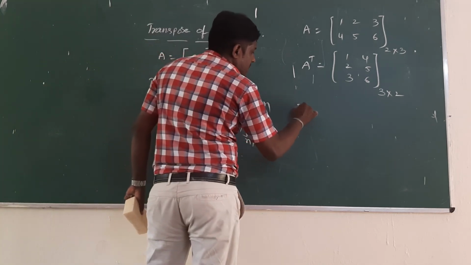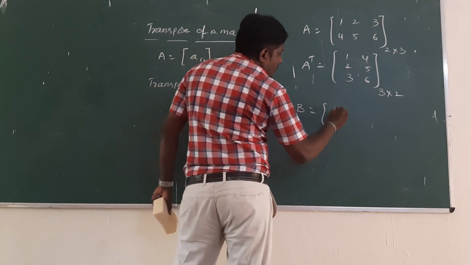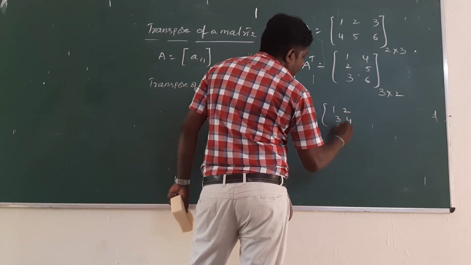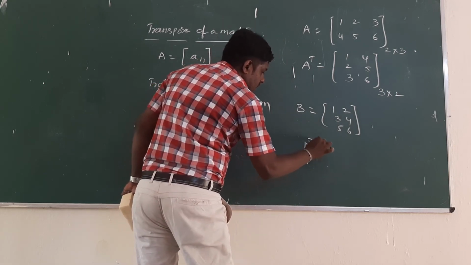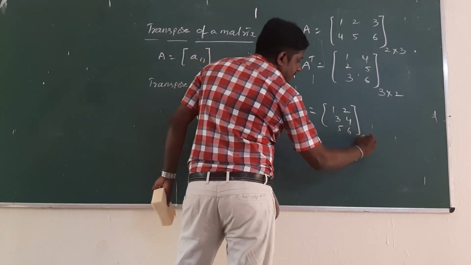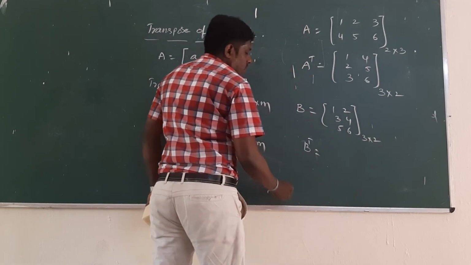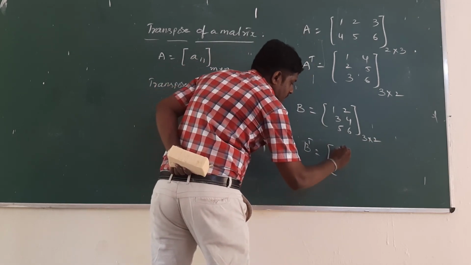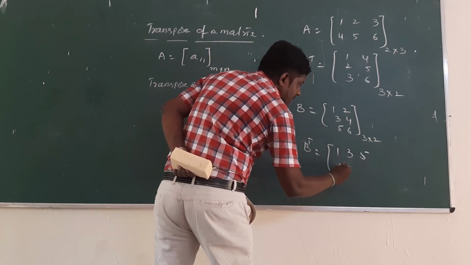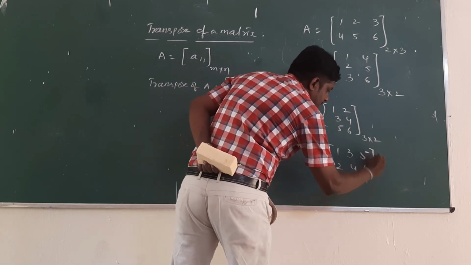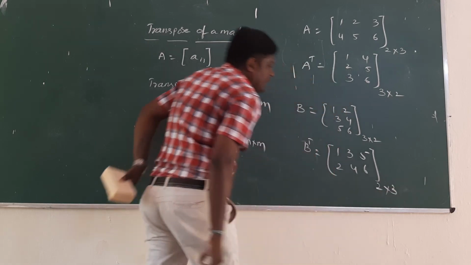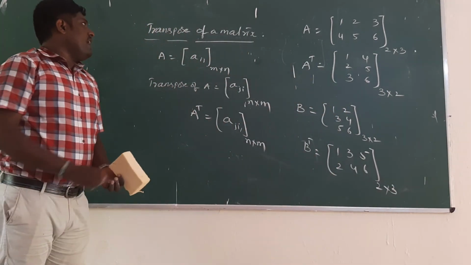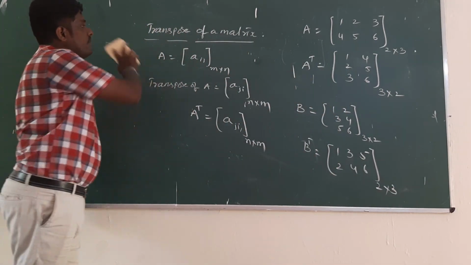Next, I will give one more example. B is [1 2; 3 4; 5 6]. What about B transpose? What is the order of B? 3 by 2. What is B transpose? [1 3 5; 2 4 6]. The order of this matrix is 2 by 3. So this is about the transpose of a matrix.